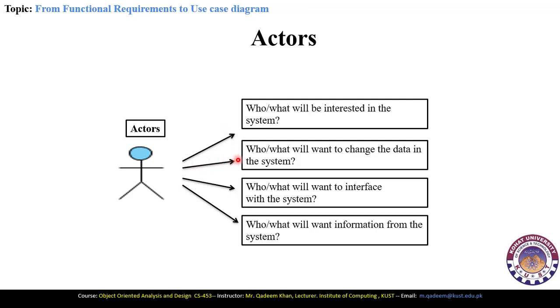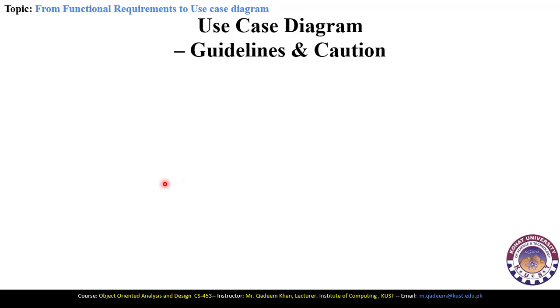Similarly, actors are those people, hardware or software systems who want to change the data in the system that is provided as an input. Also, actors want to interface with the system, meaning they will interact with the system, and they will use the information from the system, or take information or data from the system. These systems or people or hardware or software are called actors.